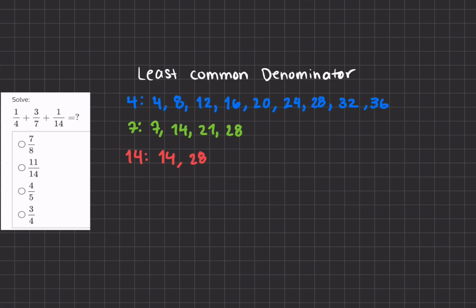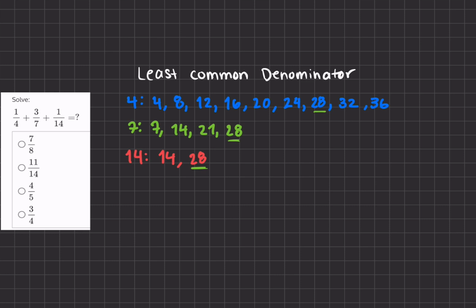All right, so in this problem, we're asked to add three fractions together. Each fraction has a different denominator than the other, so in order to add them, we have to find the common denominator between them. Now, I've listed all the multiples, or most of the multiples, of 4, 7, and 14, and I stopped once I realized that 28 is the common denominator between them.